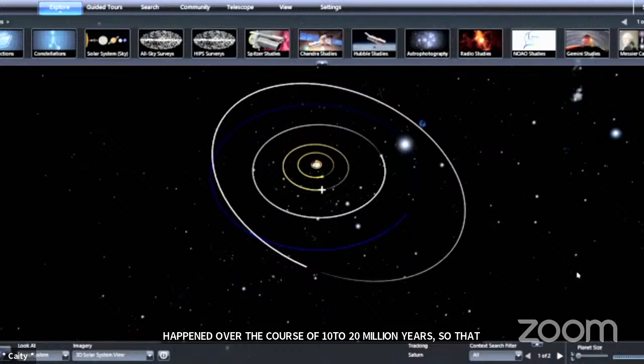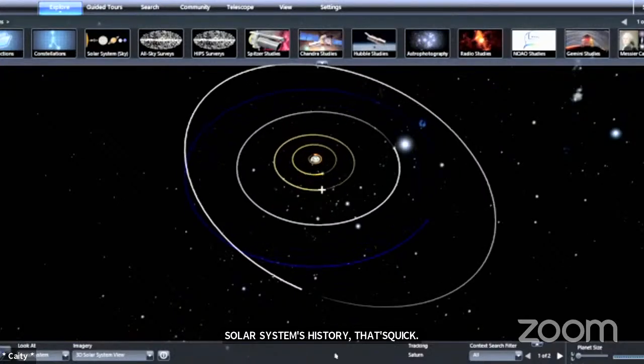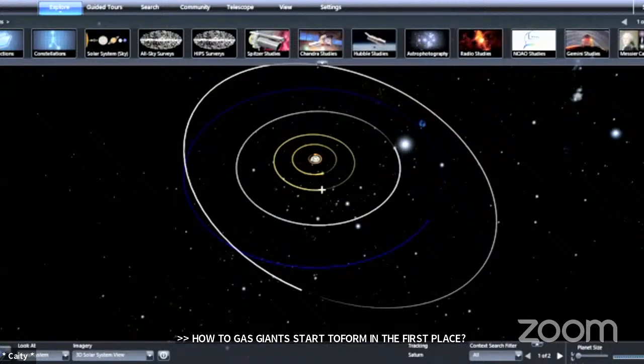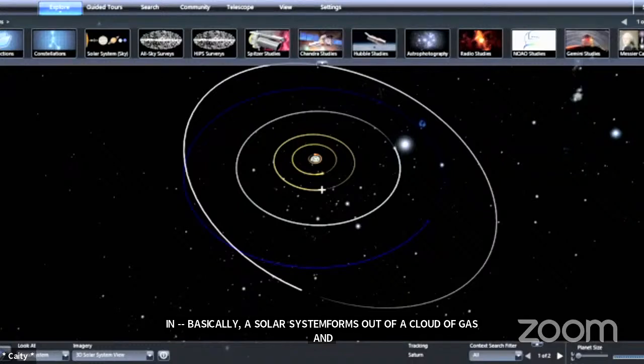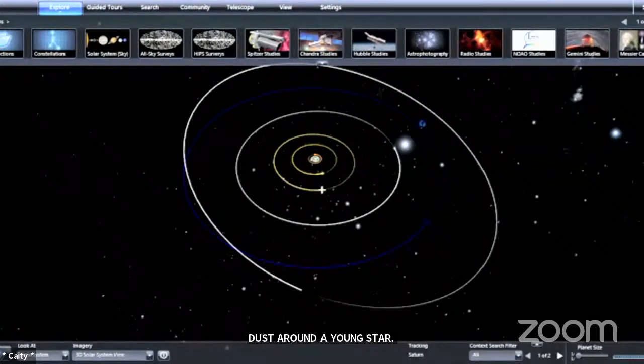So all planets start to form when things start to clump together. Basically, a solar system forms out of a cloud of gas and dust around a young star. We call those protoplanetary disks. And in that disk, there's a lot of dust, and that dust starts to stick together and become clumps of rock. And those clumps of rock start to stick together and become planetesimals. And those planetesimals start to stick together and become the cores of planets.